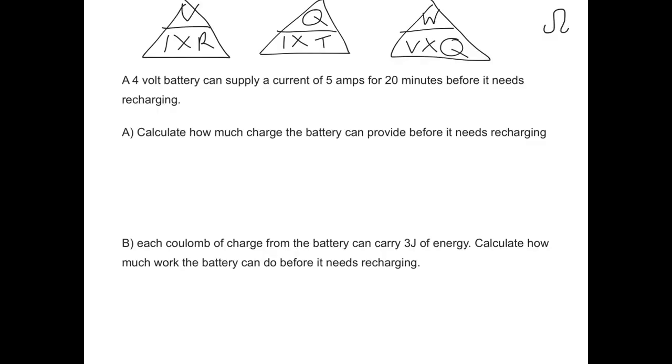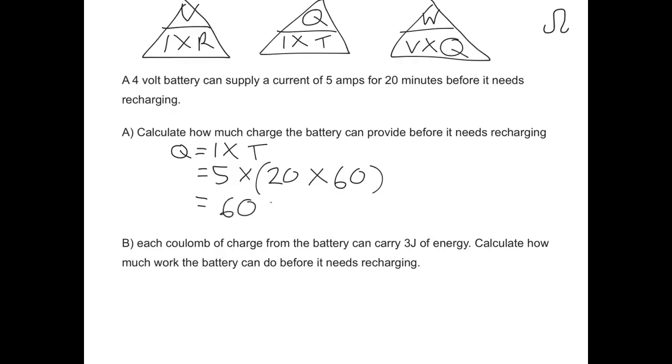So what I'm going to use is the QIT triangle. So I'm going to write out, because it's always good practice to do this, Q equals I times T. I is 5. Okay, T is 20 minutes, but remember that's not very scientific, so we're going to convert that into seconds by doing 20 times 60. And the answer here is 6,000. And like I just said, the units of charge are coulombs, so I'm going to write a capital C here.